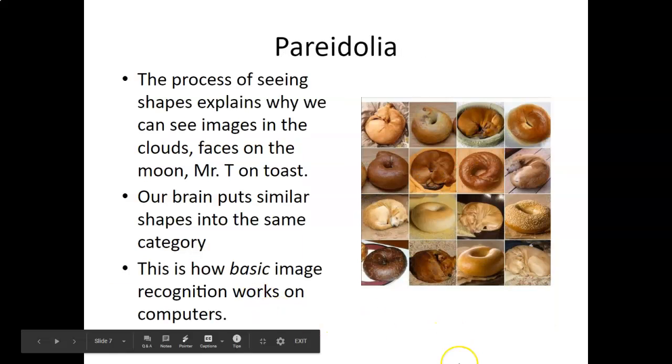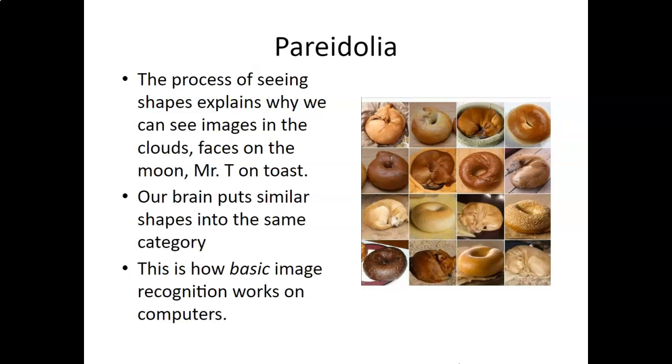Pareidolia is very cool. It's a process of seeing shapes and putting them together into objects with our brain, so that we see things that are not really there because we read them in different ways. They just kind of stick things into the same category, and you say, okay, well, this is this or this is that.